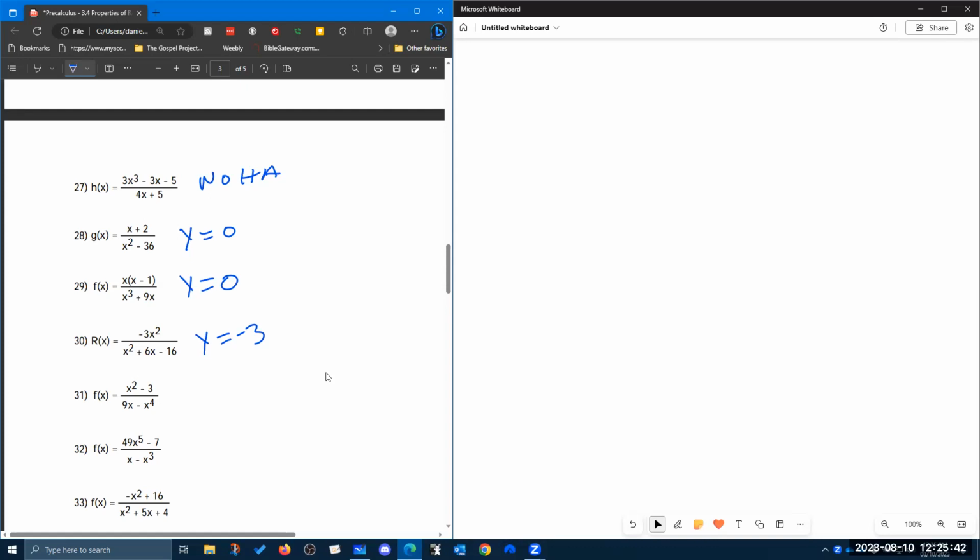Watch out on number 31 because it's not written in descending order of exponents right away. X squared minus 3. And then we have a negative x to the 4th plus 9x there in the denominator. When we write it in descending order of exponents, the degree of the denominator is greater than the degree of the numerator. So we have a horizontal asymptote at y equals 0.